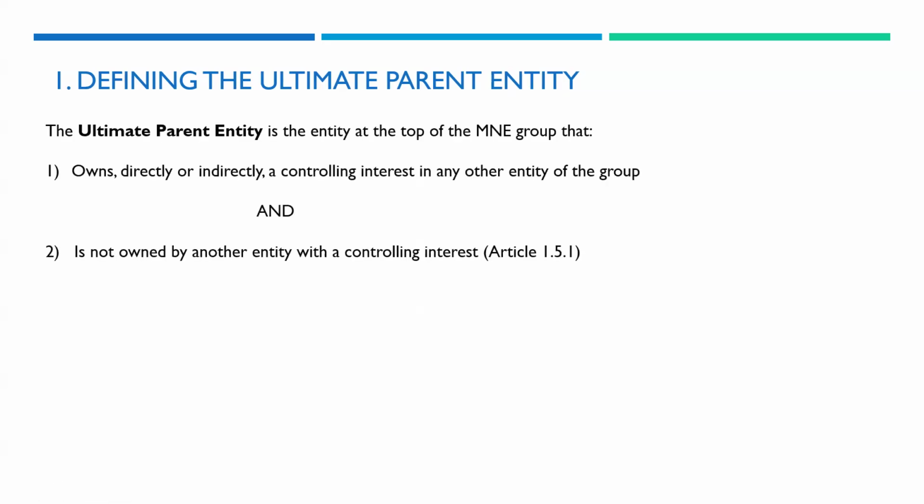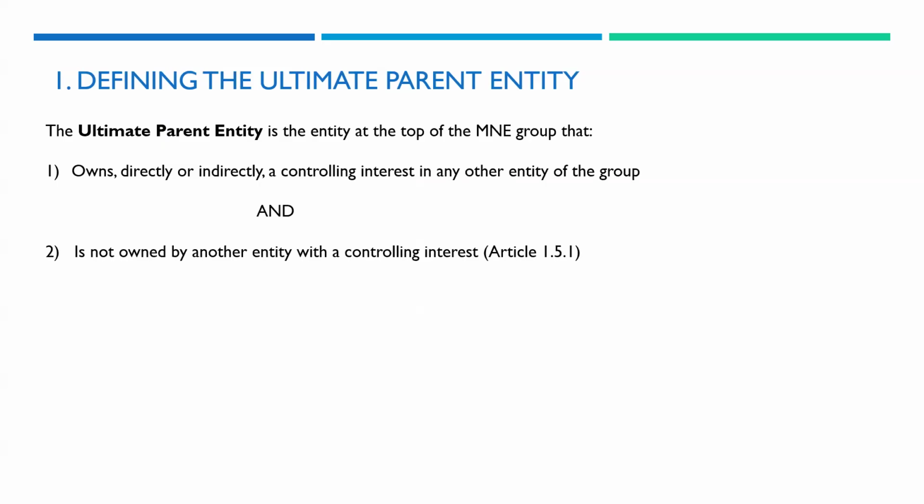The ultimate parent entity, or UPE, is the entity at the top of the MNE group that owns directly or indirectly a controlling interest in any other entity of the group, and it is not owned by another entity with a controlling interest. Okay. So how you can spot a UPE is, it owns directly or indirectly a controlling interest, not just any interest, a controlling interest in a constituent entity, in another entity of the group, and it is not owned by another entity with a controlling interest.